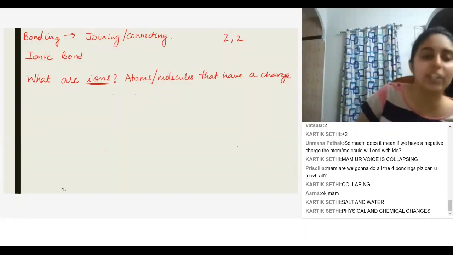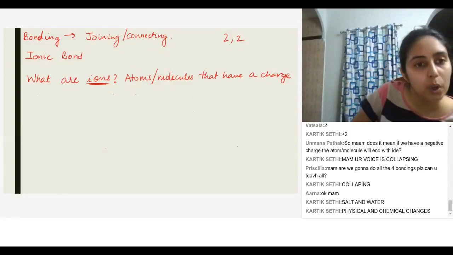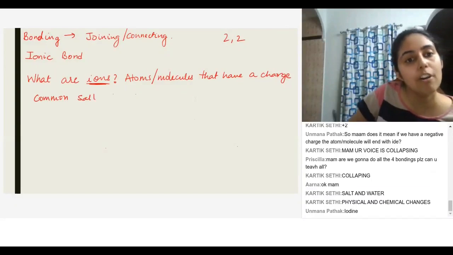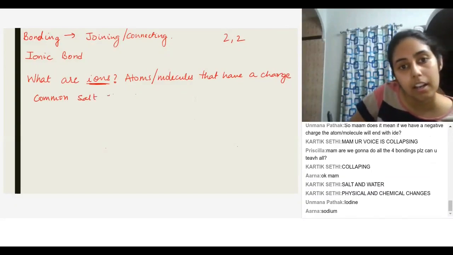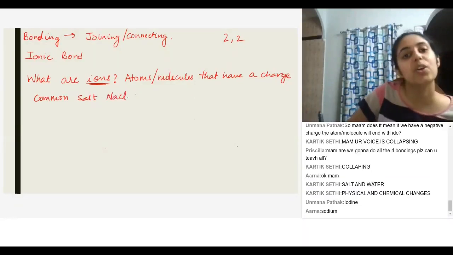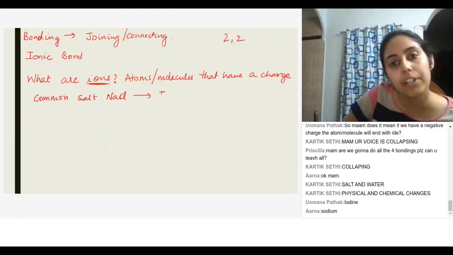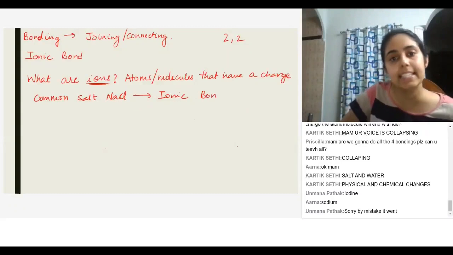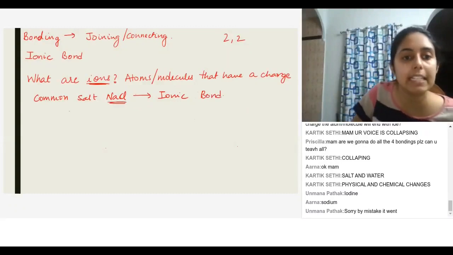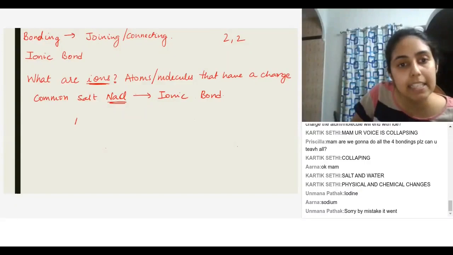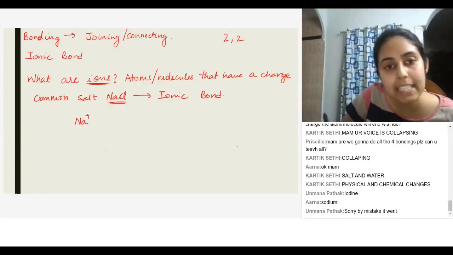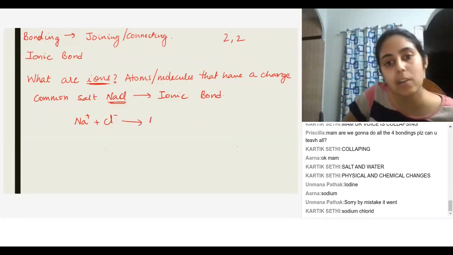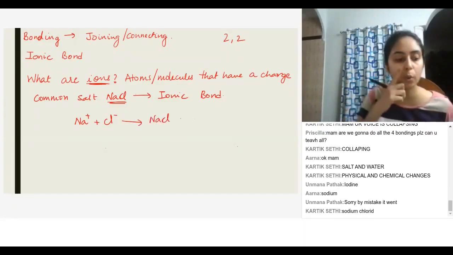NaCl. Very good. Yes, sodium chloride. So our common salt is an example of sodium chloride. So this is an example of an ionic bond. What does that mean? Inside NaCl, what is happening is NaCl is basically Na plus ion and Cl minus ion. They are coming together to form NaCl, which is our common salt that we use for cooking food.